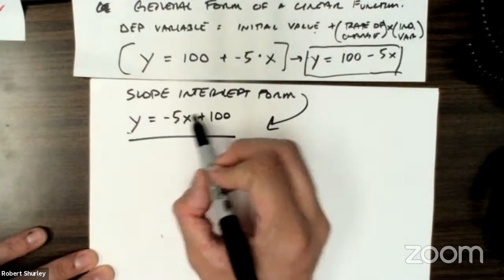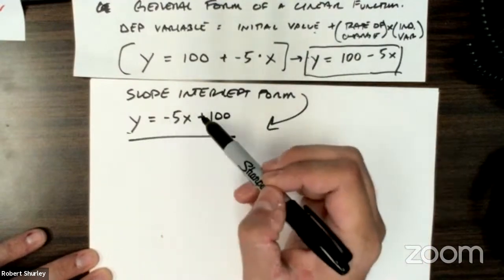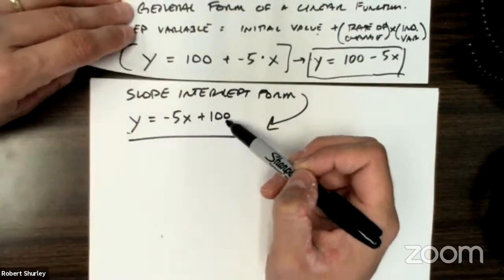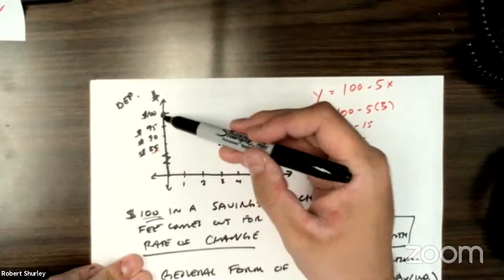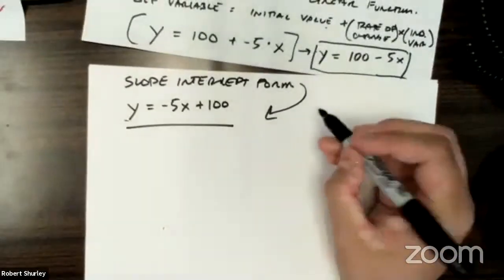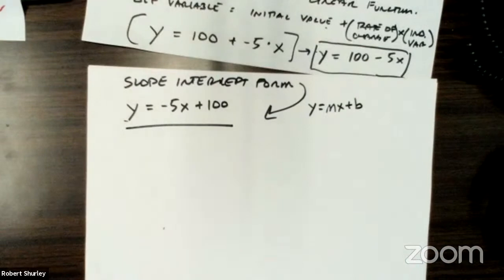A lot of students have seen this before, right? It's y equals mx plus b. m is your slope, negative 5 is our slope, it's our rate of change, and b is the y-intercept. It's where we initially start on the y-axis, okay? So y equals mx plus b is what you've probably heard before.